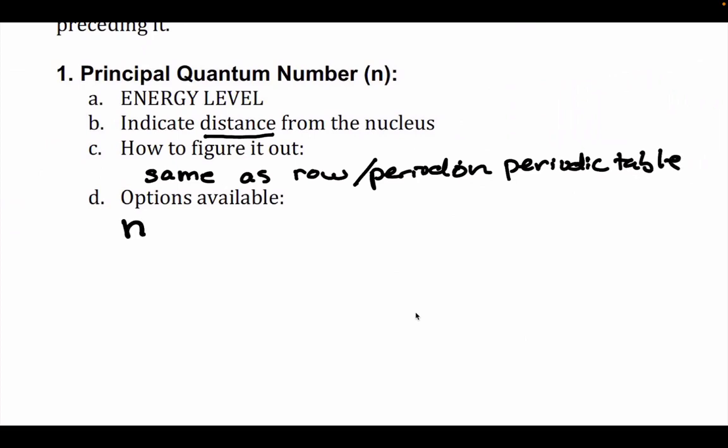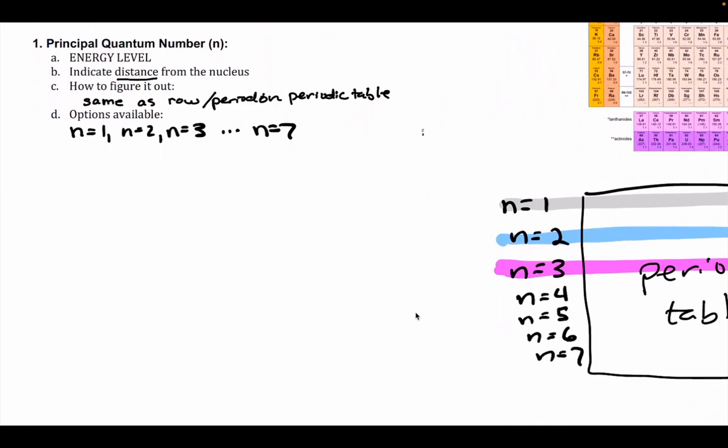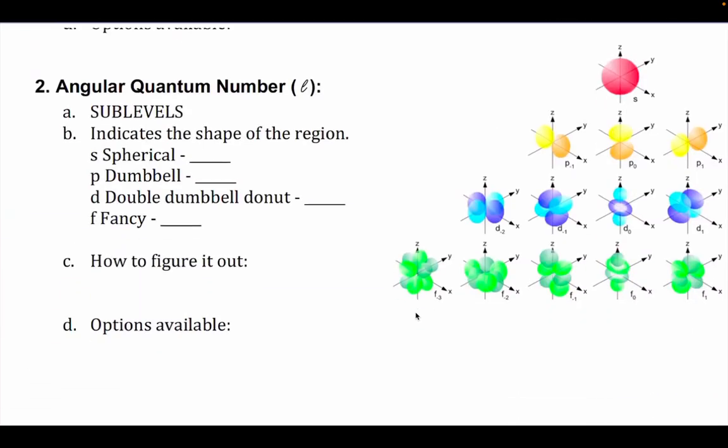So the options are like we were just writing, all the way to n equals 7. So the next quantum number is the angular quantum number. It's kind of a loopy L. And this is going to tell you how many sublevels. So if L equals 0, we're going to have the spherical shape sublevel. Actually, it doesn't tell you necessarily how many sublevels, but it tells you the shape of the sublevel.